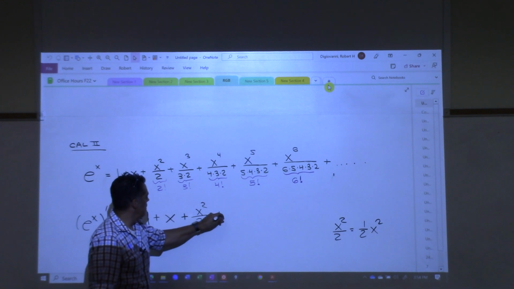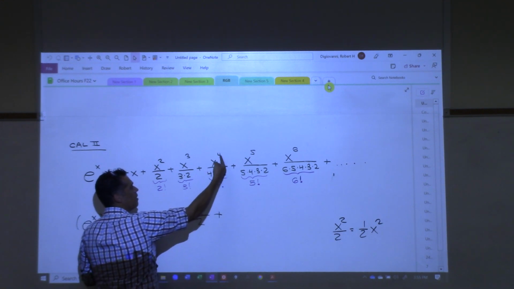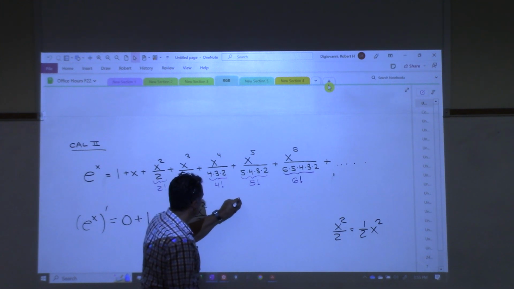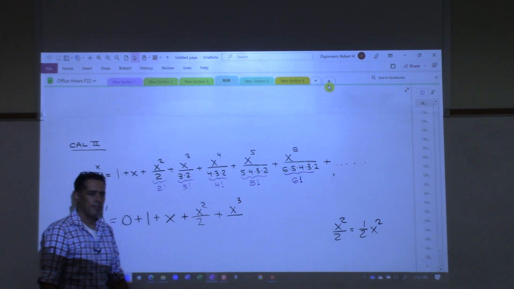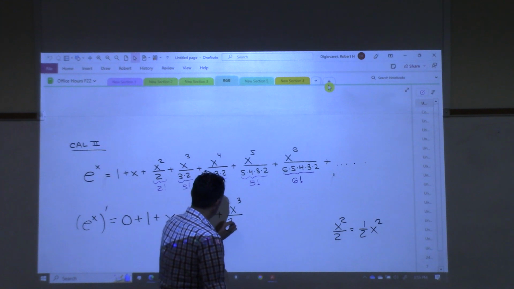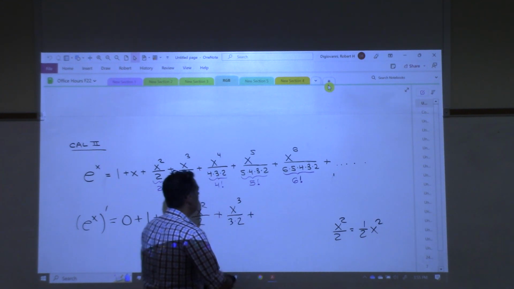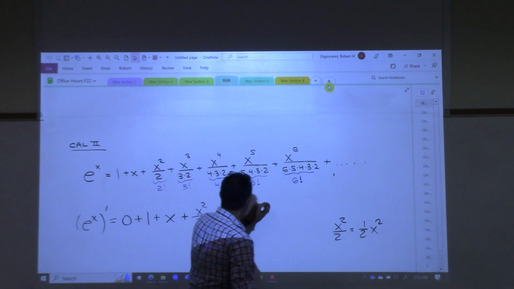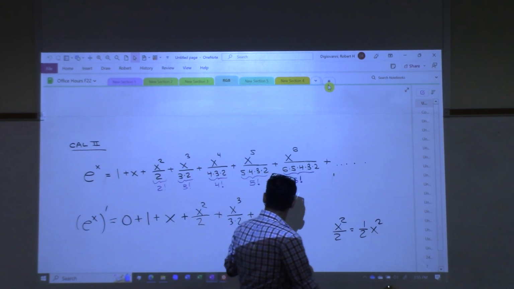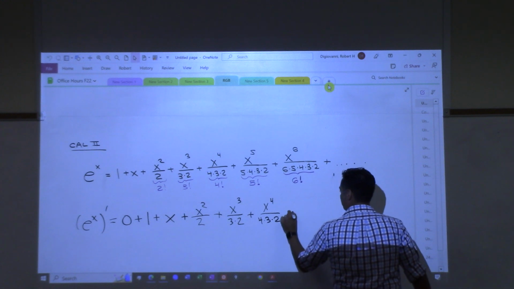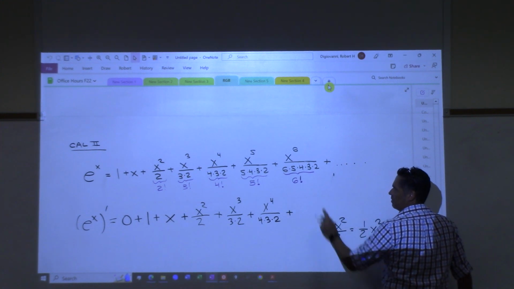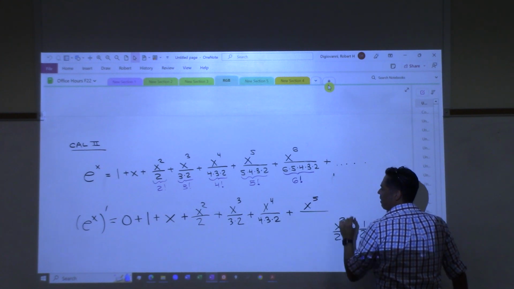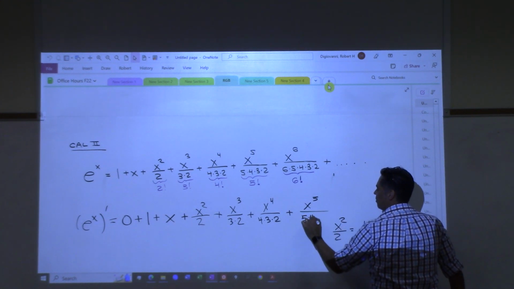Let's do the next one. Here, the 4 would come out, cancel with the 4. I'd have x to what power on top? What do I still have on the bottom? 3 times 2, which is 6. Keep going. This one, 5 comes out, cancels with the 5. I get x to the 4th over 4 times 3 times 2. Do you see anything? What's the next one? 6 comes out, cancels, x to the 5th over, what's still there? 5 times 4 times 3 times 2.